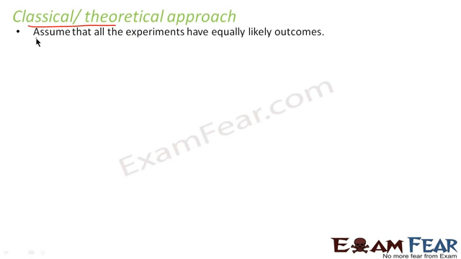Here we assume that all the experiments have equally likely outcomes. I'll explain this. This is the assumption we are making, that all the events are equally likely. When I say equally likely, for example, head and tail, the probability of head and the probability of tail are equal. That is, the probability of head will always be 1 by 2, and tail will always be 1 by 2.